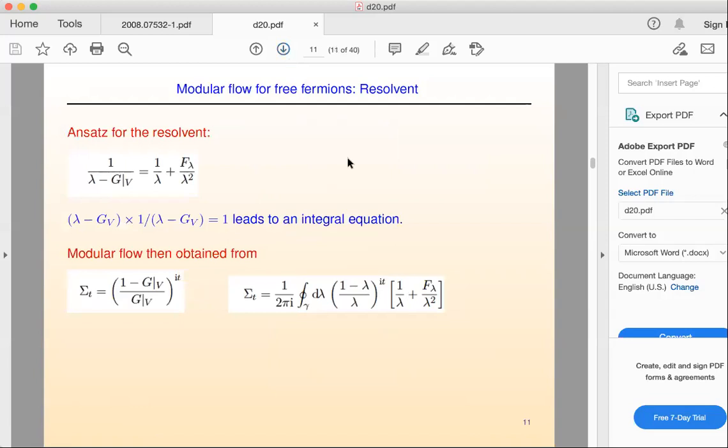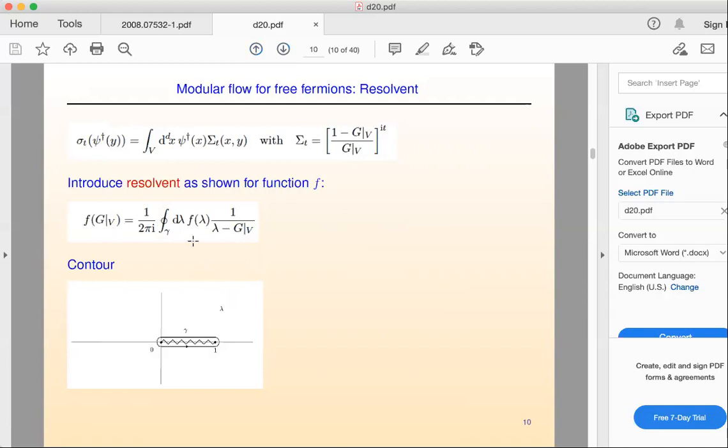Okay, just a little bit of technical detail. So actually for the resolvent, I missed what was little f in that previous transfer. Oh, it's just some arbitrary function. I just wanted to show how to define a resolvent for some arbitrary function. So f is just some arbitrary function.